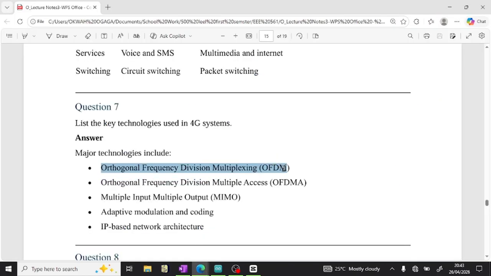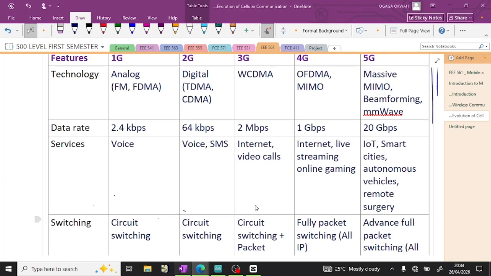OFDM. Now, instead of writing the A, you can leave it at multiplexing, which is what? Orthogonal frequency division multiplexing, which is OFDM. So the other one will now be orthogonal frequency division multiple access. This is the technology, then making that same technology available to multiple persons. So you have OFDM and OFDMA. So I should even add OFDM here. Where? Yeah, I should add it here. OFDM. Okay.